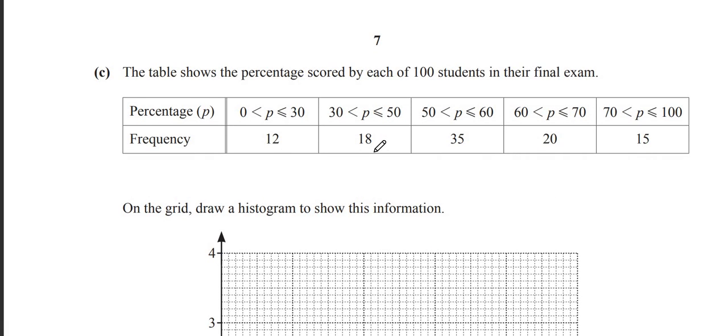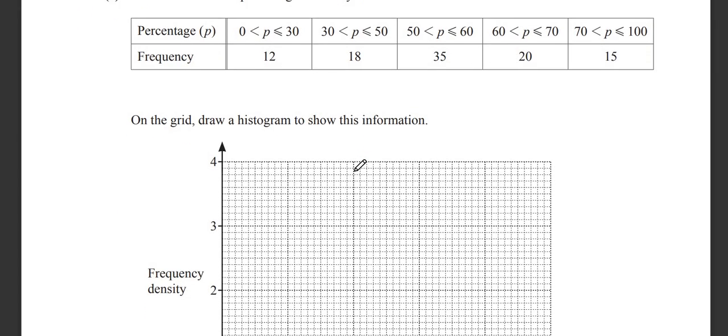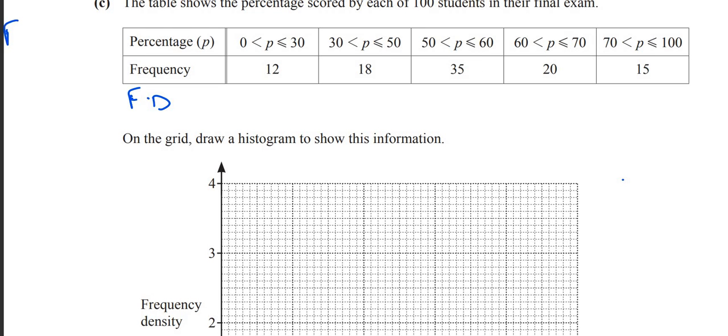Next question, it says, let me see. It says on the grid, draw a histogram to show this information. All right, so look, how do we find frequency density? First, we need to find frequency density. Frequency density is frequency divided by class width. The class width for this is 30, for this is 20, for this is 10, for this is 10, and for this is 30.